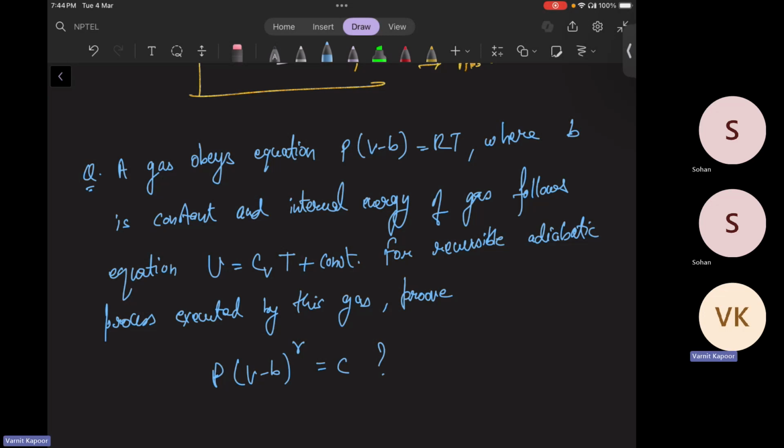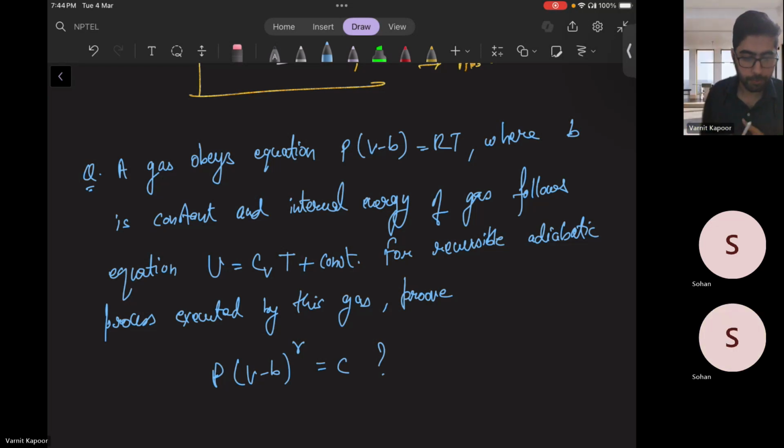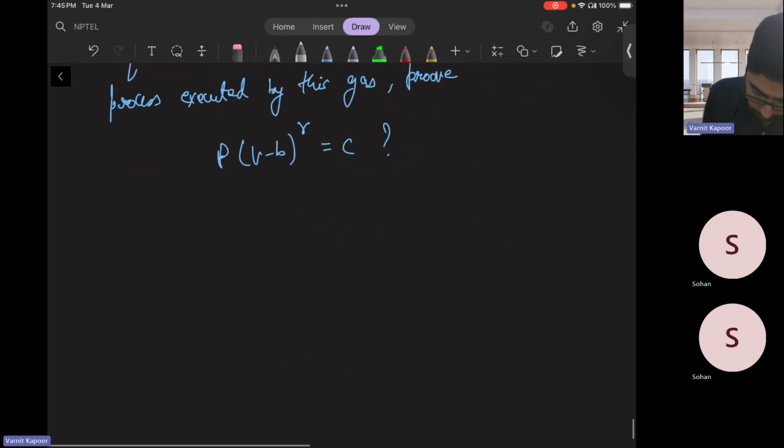Okay, I guess a few of you have done. Let's start discussing this question. Okay, pretty simple question. So there is a gas which is obeying the law of P into V minus B is equal to RT, and B is constant here, and internal energy is given as function of temperature CV T plus some constant. And you need to prove for a reversible adiabatic process executed by this gas, expression P into V minus B to the power of gamma is constant. Let's prove. Let's do the solution.